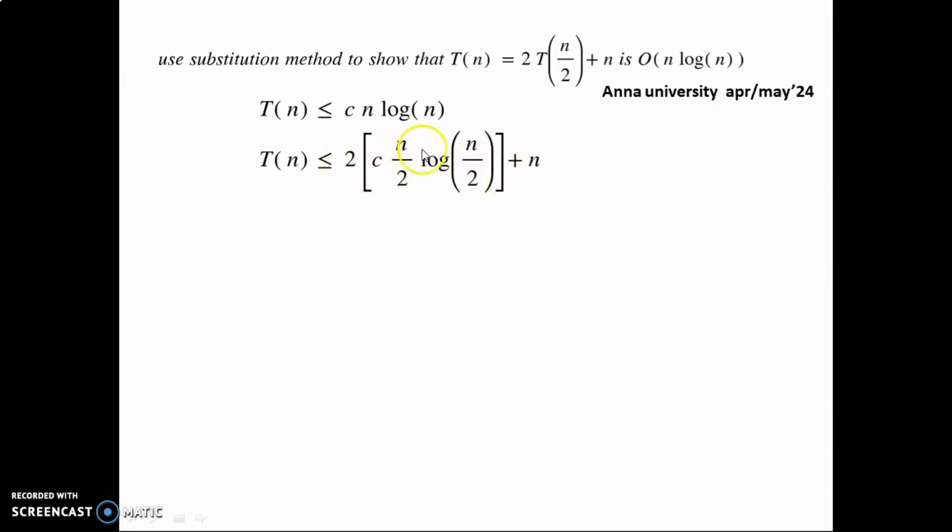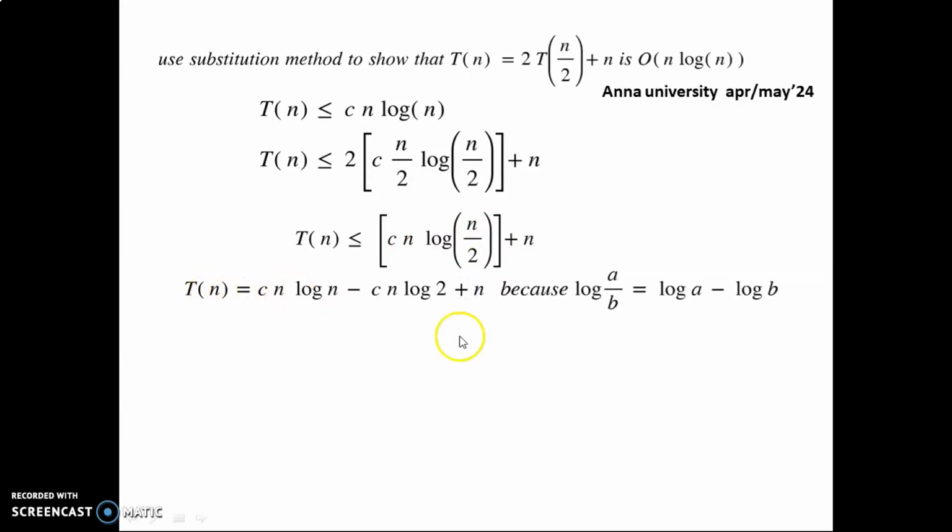How this comes: we are just substituting the value into 2T(n/2) + n. So 2 into C into n/2 times log(n/2), plus n. Now when you cancel this 2 and this 2, this 2 will be cleared. So what will happen, T(n) is less than or equal to C n log(n/2) plus n.